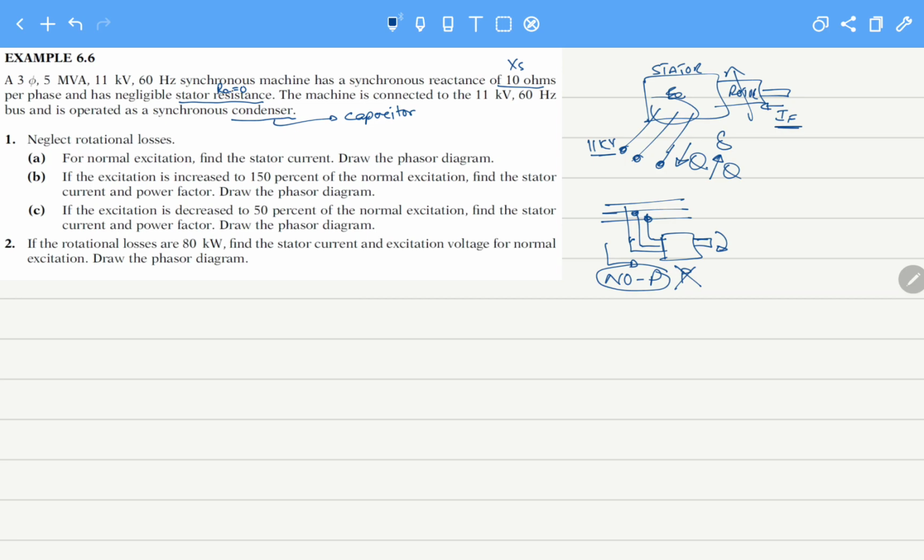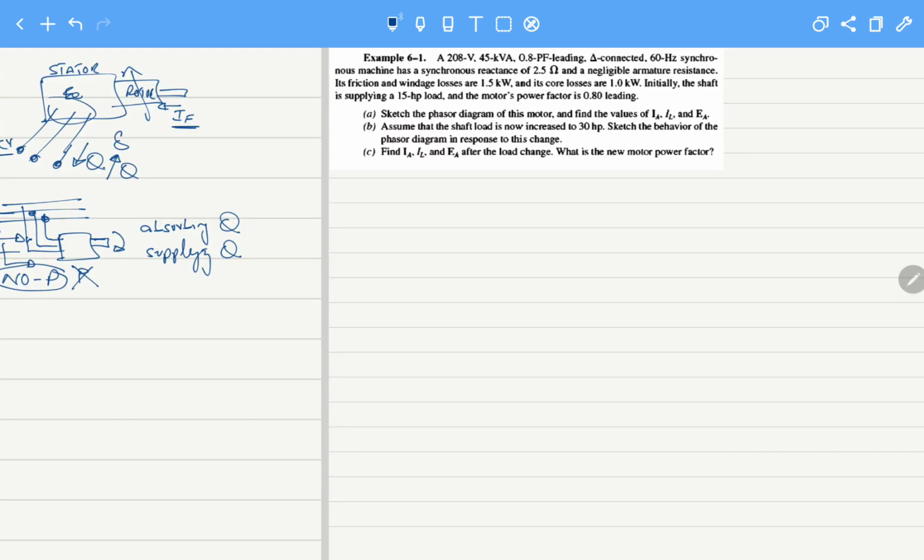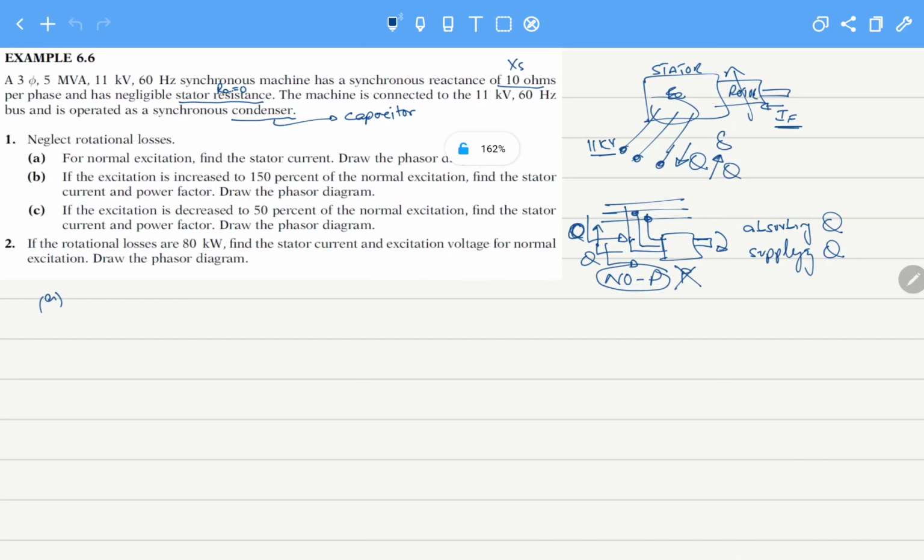The second thing is, what about the reactive power? That we will decide. Either this synchronous condenser will be absorbing Q, that means it will be taking Q from the grid, or it will be supplying reactive power Q to the grid. So this is the scenario of how it is usually used in the industry. Now let's consider this case for part A.